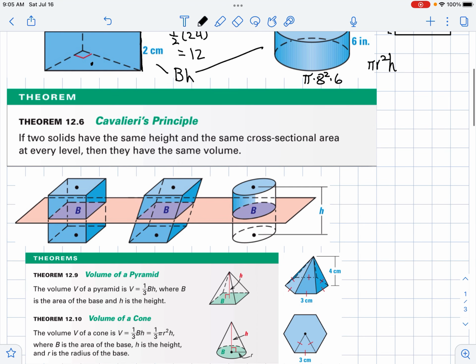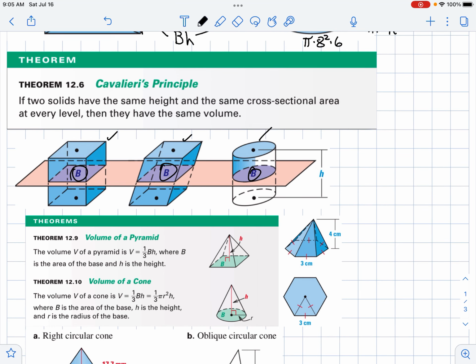Now, there's something we need to pause and think about here a minute. There's this thing called Cavalieri's principle. And it just says this: if two solids have the same height and the same cross-sectional area at every level, then they have the same volume. So for example, these 3 shapes here, notice they all have the cross-sectional area of B, and they all have the same height. So these 3 solids would have the same volume. Okay, just something interesting to pay attention to.